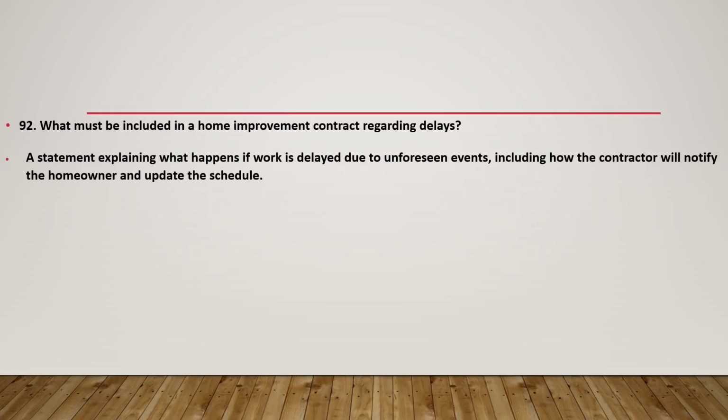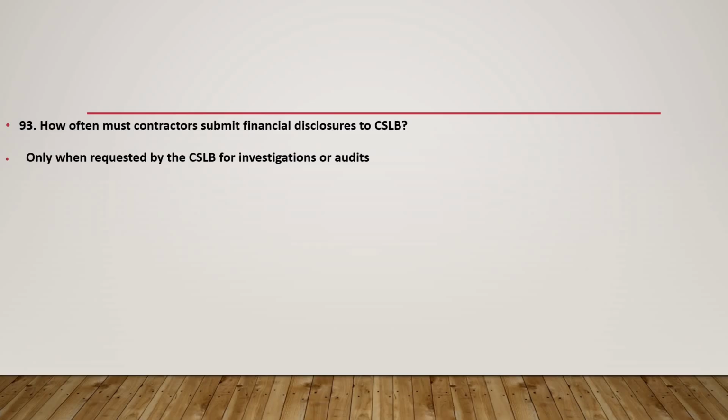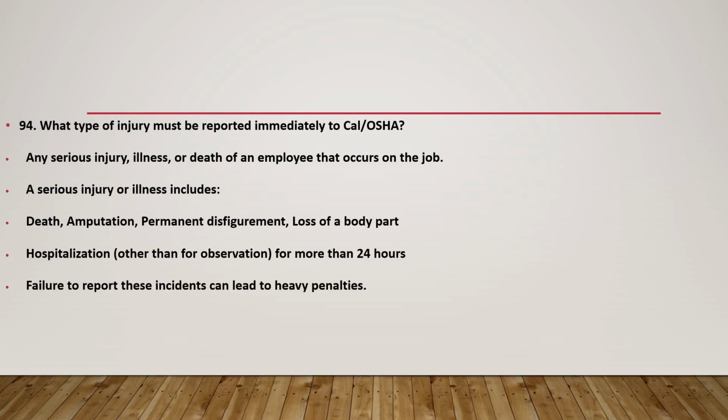92. What must be included in a home improvement contract regarding delays? A statement explaining what happens if work is delayed due to unforeseen events, including how the contractor will notify the homeowner and update the schedule. 93. How often must contractors submit financial disclosures to CSLB? Only when requested by the CSLB for investigations or audits.